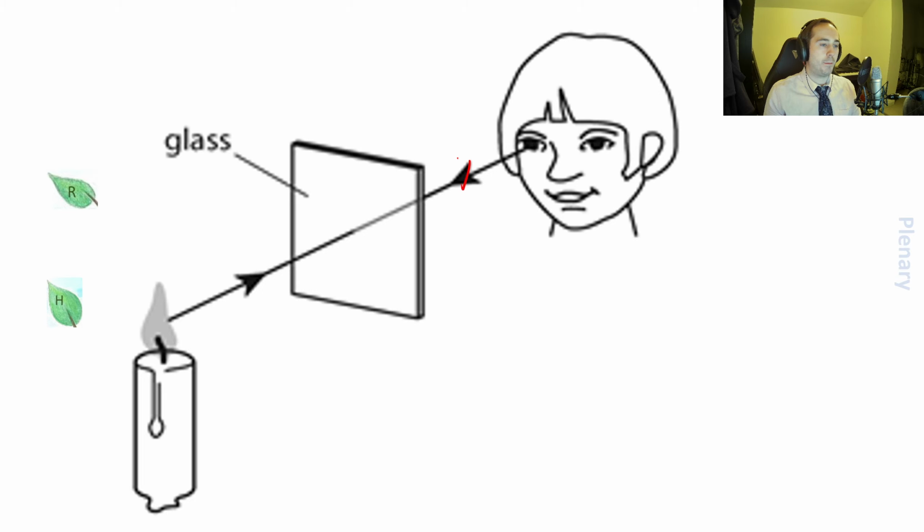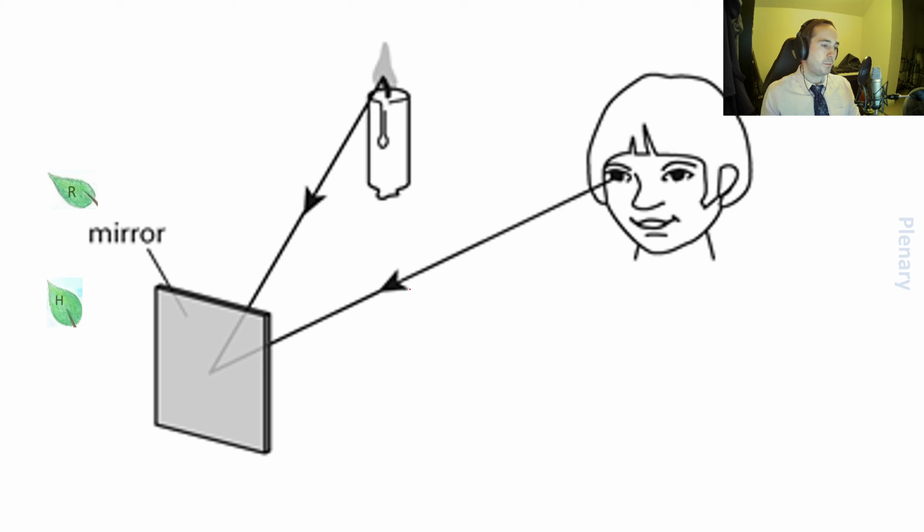Hopefully you saw that that's not correct. The light source here emits the light, it goes through the glass, okay, and the arrow goes towards the eye. What's wrong with this one? Again, hopefully you noticed it was that, and the light ray goes to the mirror, it reflects off the mirror, and it goes back to the eye.